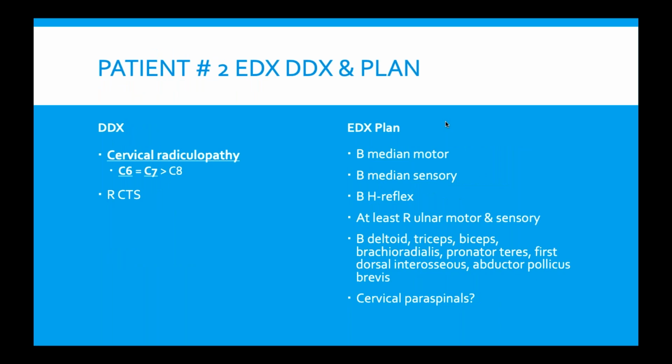So the electrodiagnostic differential diagnosis and plan, again, primarily cervical radiculopathy, likely at the C6, C7 levels, maybe a little bit of C8, not highly likely, but C6, 7 were the ones with the most positive imaging studies and symptoms of pain and slight numbness in the hands. Very unlikely, but possible carpal tunnel syndrome.